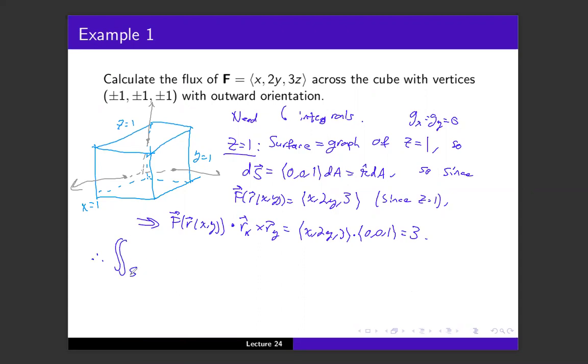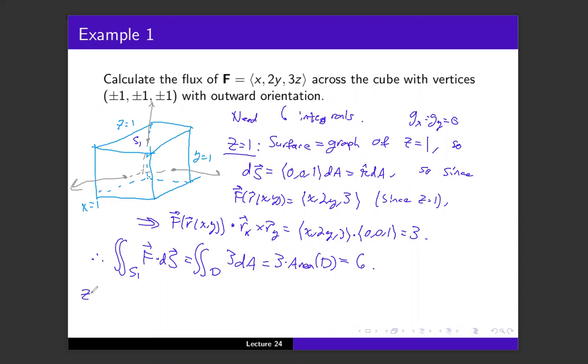So the double integral over this first surface, which I'm going to call S1, the double integral over the surface S1 of f dot dS, well, that's the double integral over the domain of the parameterization, which is just the square from -1 to 1, from -1 to 1, of 3 dA, or in other words, 3 times the area of D. The area of D is 2, so that top integral is going to be 6. Easy enough.